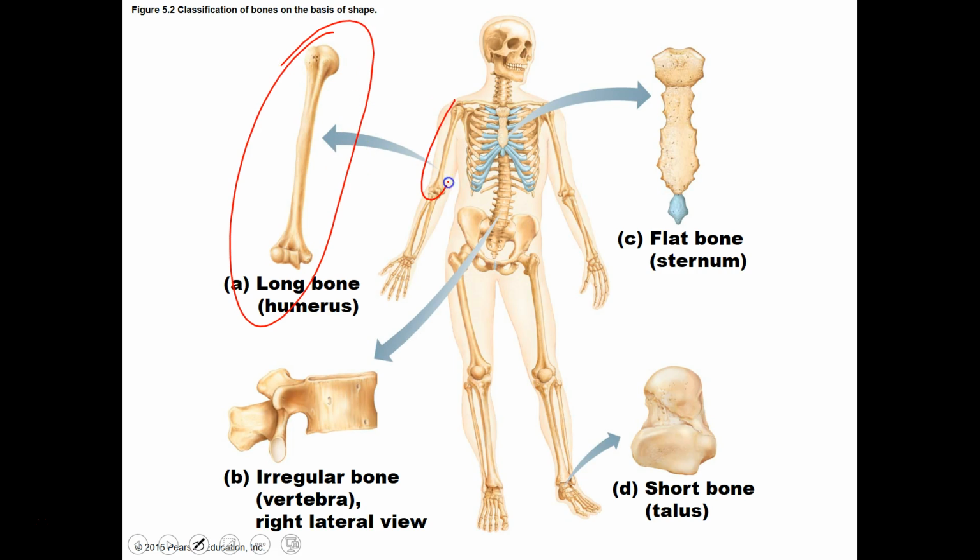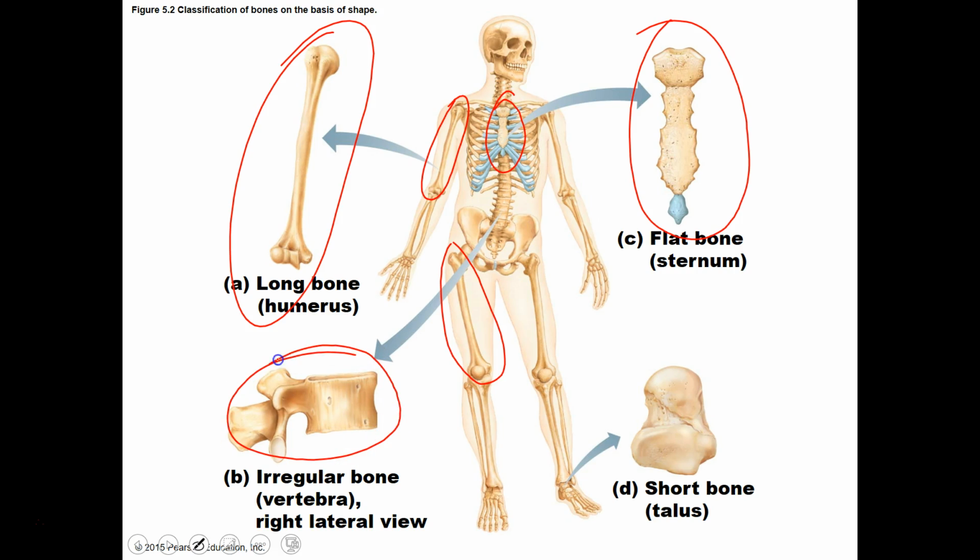So these are long bones. Here, those are very common long bones. On the other hand, we have some flat bones. This one right here, like in our sternum, is a flat bone. And then we have some really kind of irregular ones, some like the vertebrae in our backbone, and then some short bones, like the talus down here in the foot. So that's how bones are classified, is according to basically their shape.